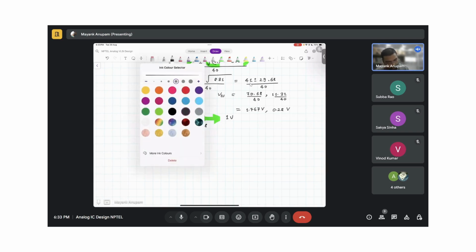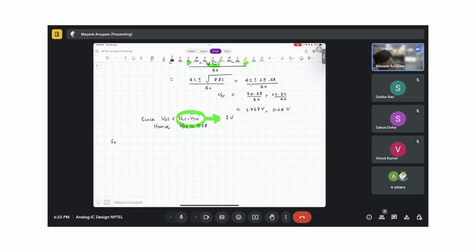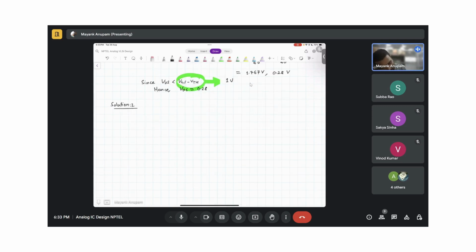So let's go to the second problem now. Solution number 2. We have to reduce W by L to bring the transistor in saturation region.